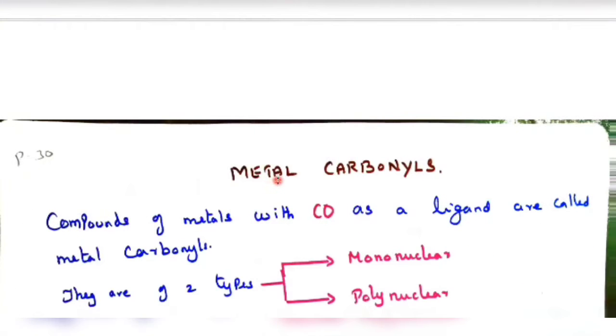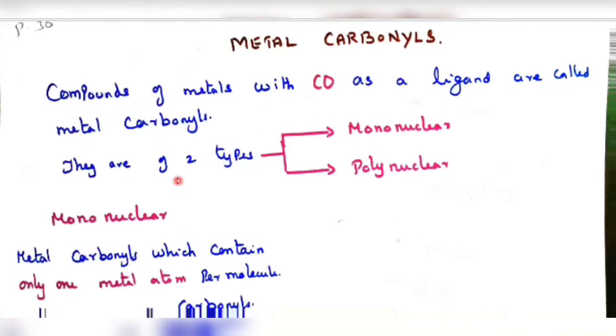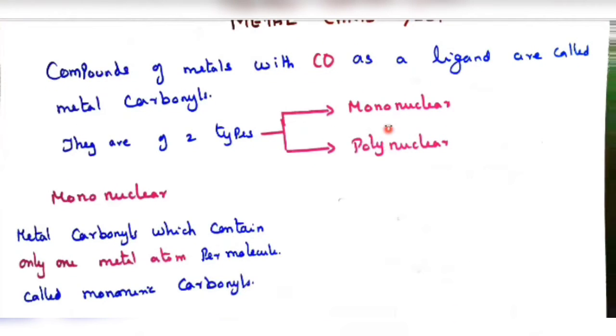Let us see the metal carbonyl topic in the same lesson. The compounds of a metal with CO as a ligand are called metal carbonyls. CO is a carbonyl. There are two types of metal carbonyls: mononuclear metal carbonyls and polynuclear metal carbonyls. In mononuclear, only one metal will be present. In polynuclear, more than one metal will be present.